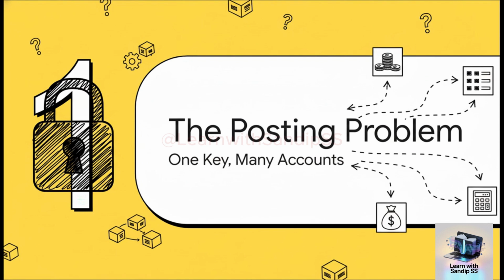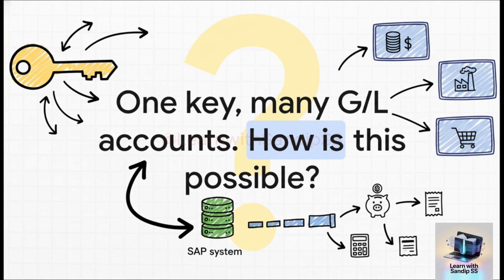In SAP's inventory management, the whole point is to have the system figure out the accounting for you, right? Automatically. But that automation actually creates its own little problem. How does the system handle one really general key that needs to point to many, many specific accounts? So this is really the central question for today. How is it even possible?